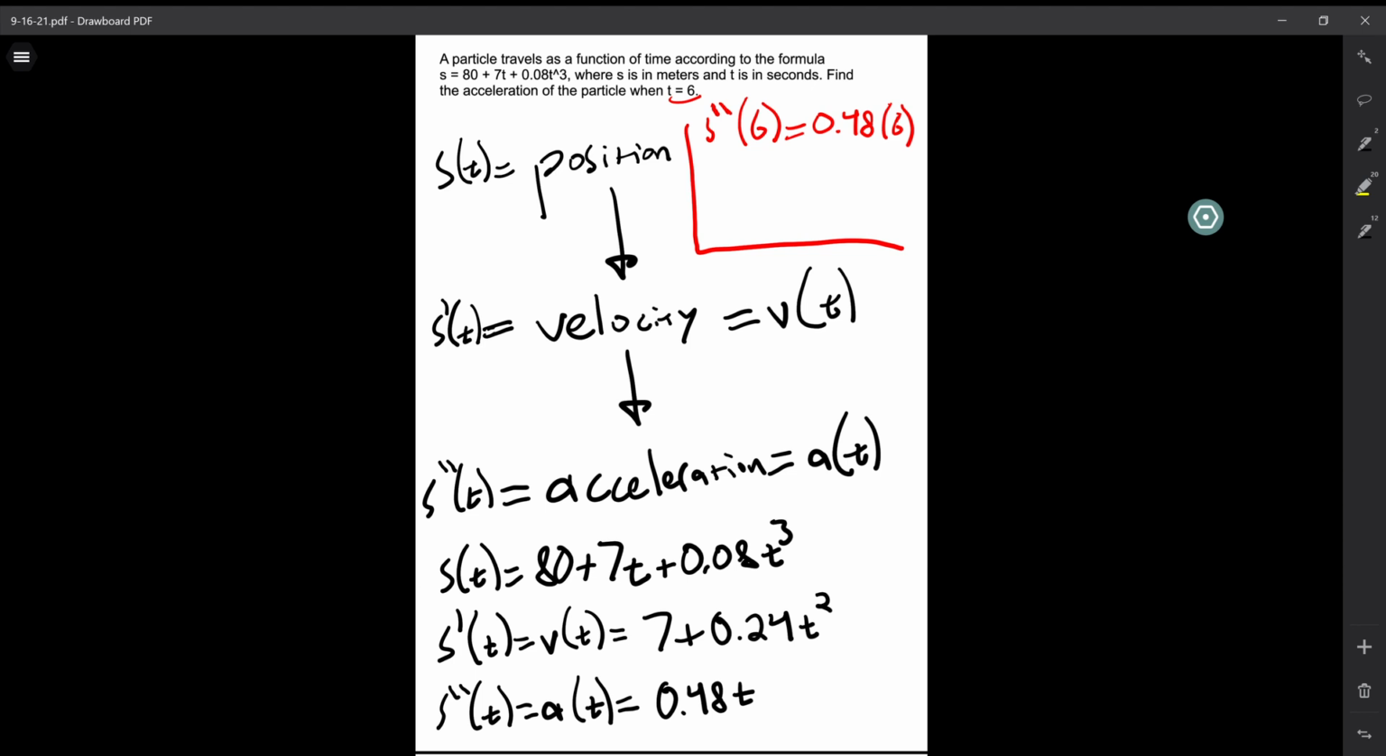But the main thing that I want you guys to take advantage of and to know is that, given position, if you derive it, you find velocity. And if you derive it a second time, you find acceleration. And the acceleration of the particle at 6 seconds will be equal to 2.88. Now our units for velocity, in this case, will be meters per second. Our units for acceleration will be meters per second squared. So boom, plug in 6 to your answer. But the main point of this problem is the second derivative of position is acceleration because of that relationship.